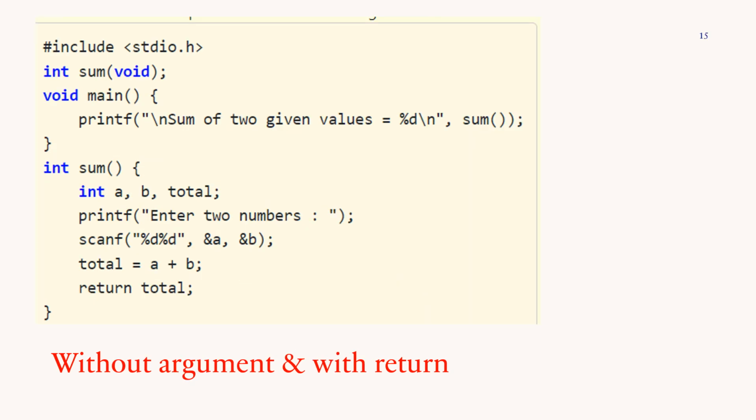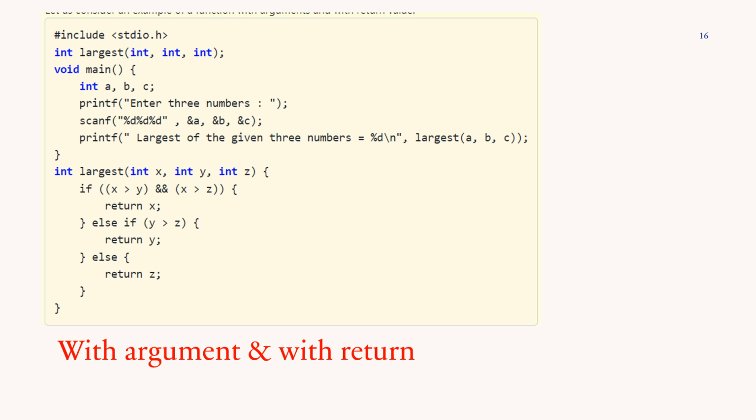The next case is without argument and with return. When we look into the arguments, they are not present here. You can see only the empty brackets are there, and then return total. So the return option is here. And coming to the next category, with argument and with return. Here you can see arguments like A, B, and C. So arguments are present, and Z is returning the value Z to the main program. So this is the fourth category of the function.